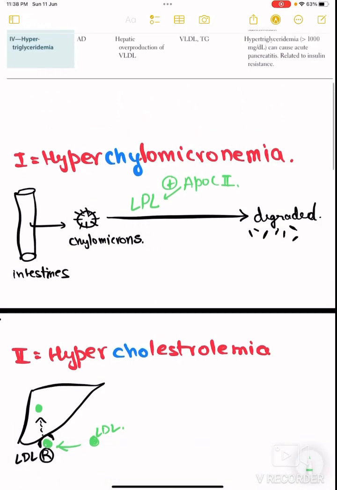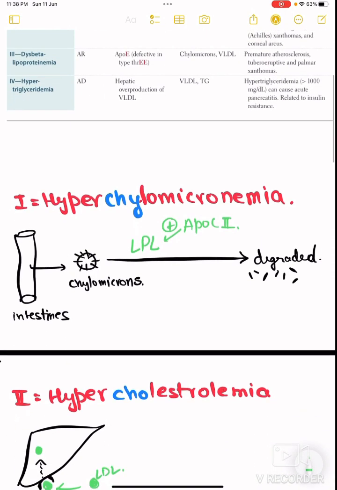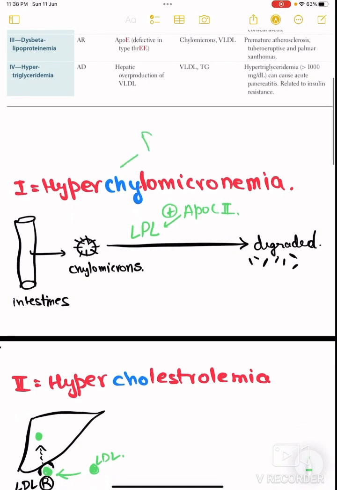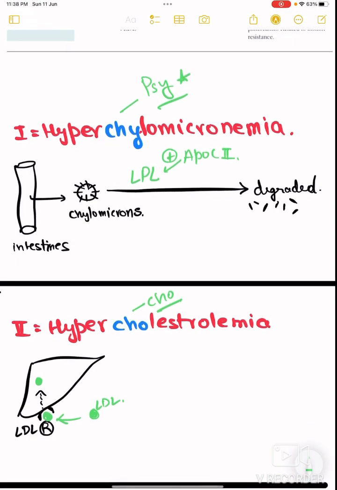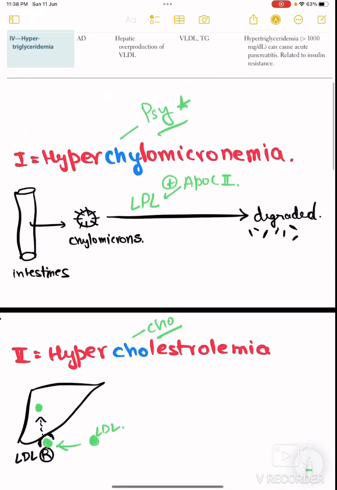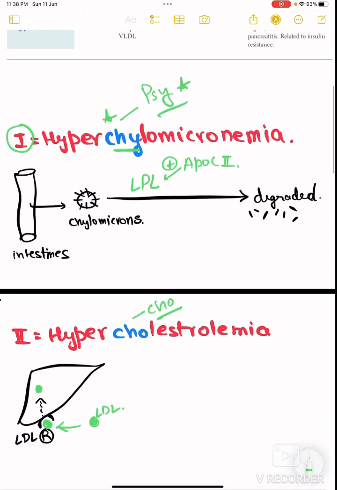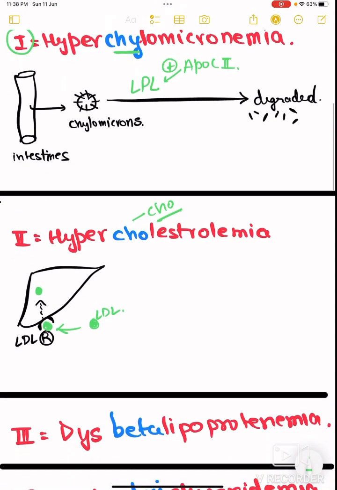So how can you remember it? See, there is a way I have made. First is psi and then co. You know psycho patients. So you have to remember psi, then co. Psi is like chi, so type 1 is hyperchylomicronemia. Next is co, the second, co means hypercholesterolemia.